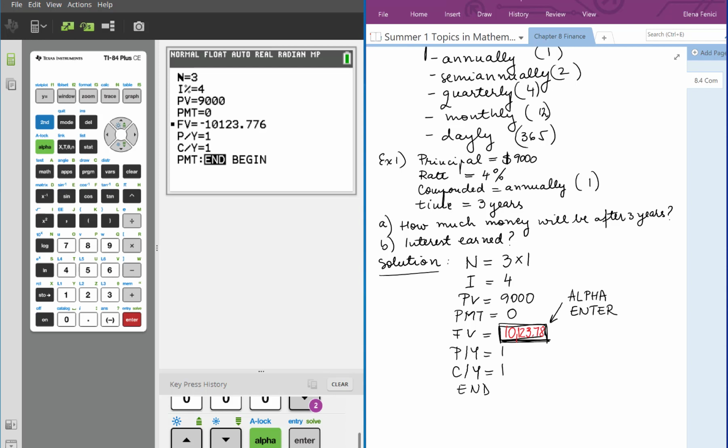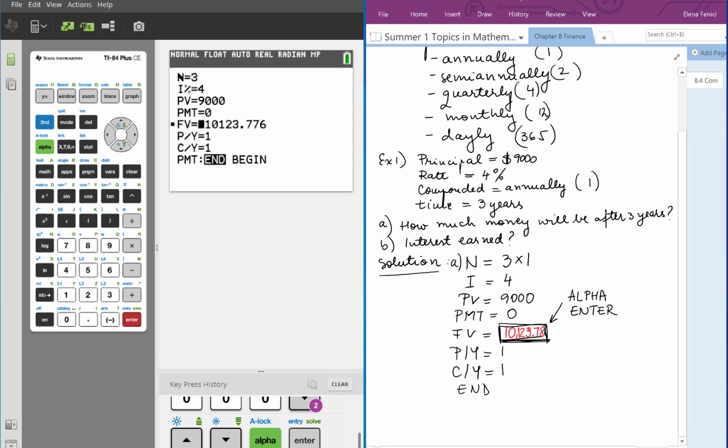You should ignore the sign. You had $9,000, and now once you left the money in the bank with 4% computed annually, in 3 years you earned 10,123.78. Always read the blue part in my MATLAB, because it might say round to the nearest dollar. Then you would say 10,124. But if it says to the nearest cent, then we would use 2 decimals.